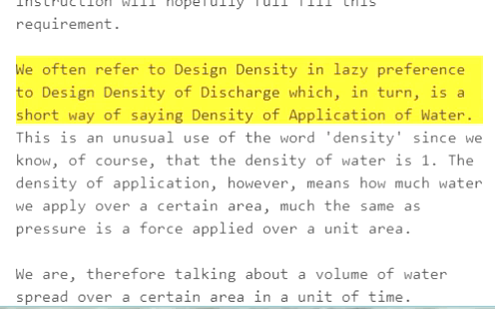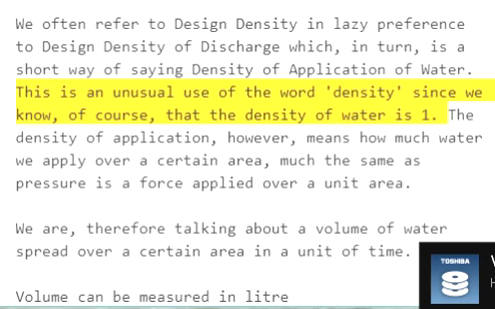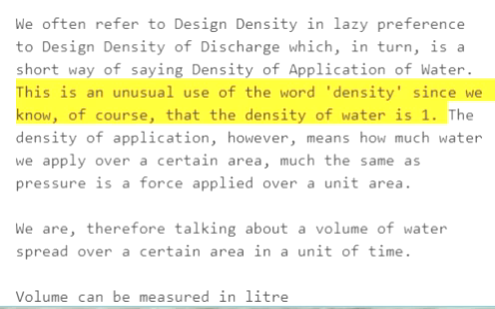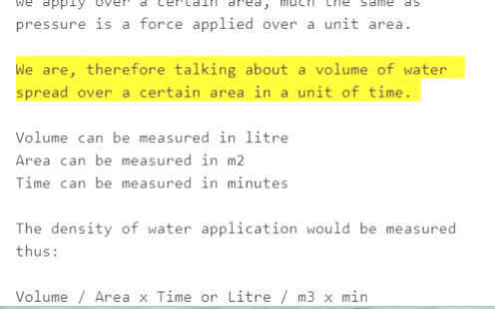We often refer to design density, or, lazily, density of discharge, which in turn is a short way of saying density of application of water. This is an unusual use of the word density, since we know that the density of water is 1. The density of application, however, means how much water we apply over a certain area, much the same as pressure is a force applied over a unit area. We are, therefore, talking about a volume of water spread over a certain area in a unit of time.